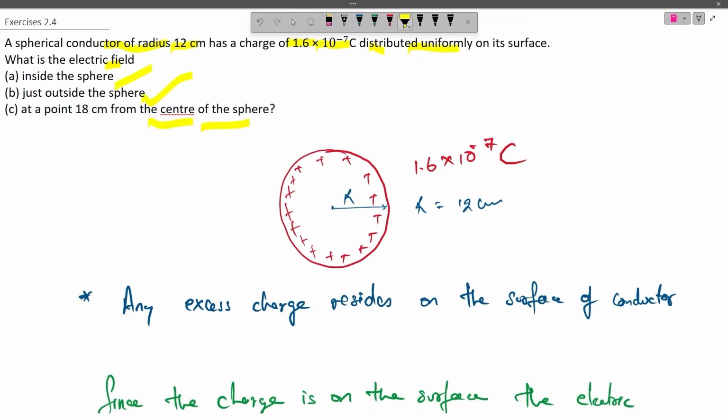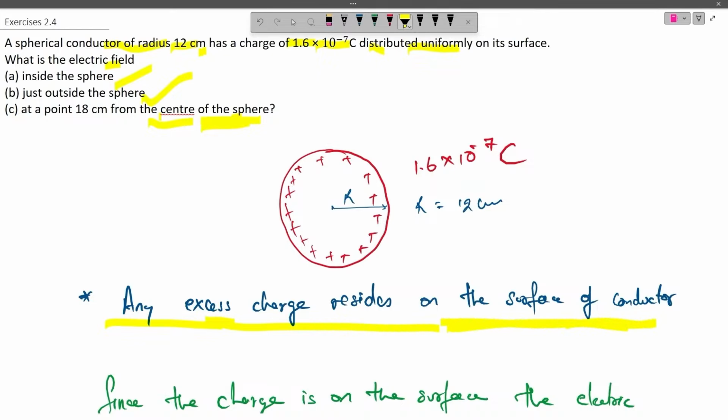So here in this question, a sphere is given which is a conductor and it has a radius of 12 centimeter and it has a charge of 1.6 into 10 to the power minus 7 coulomb distributed over its surface. Now we have to find out electric field in 3 different areas. The first is inside the sphere, the second is just outside the sphere, and the third is at a point 18 centimeter away from the center of the sphere. Now we know, as a property of a conductor, that any excess charge inside the conductor resides on the surface of the conductor.